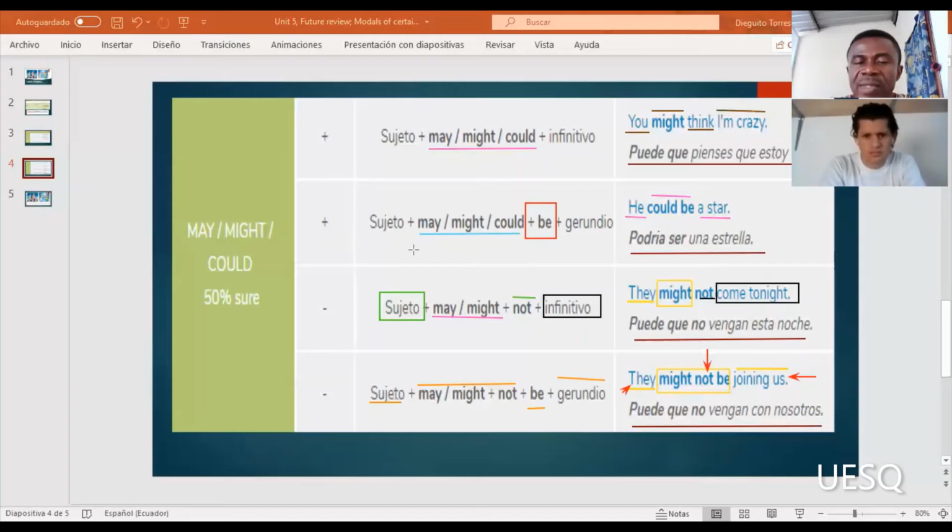The difference between this and the first one with might is that the first example is only negative, while the second one has be. So you had an example like they might not come tonight without a be. The second one has be, so you use the subject they, modal verb might, the negative not, then be before the gerund. So the sentence you have is: they might not be joining us.